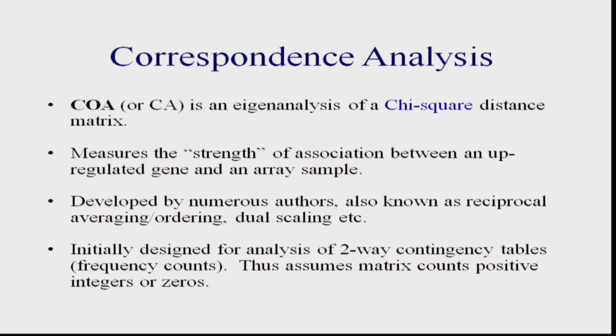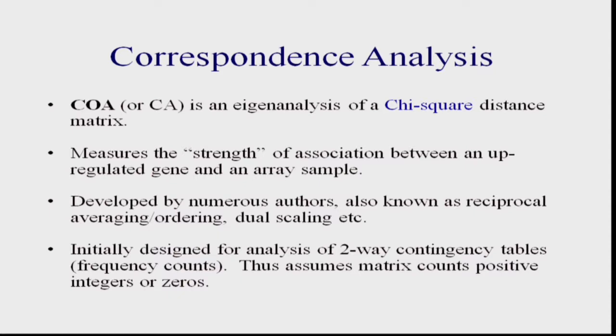So correspondence analysis is a lesser known form of dimension reduction. It's an eigenanalysis of the chi-square distance. Because of that, it measures the strength of association between a gene and a sample, or between a feature and a variable, a feature and a case.